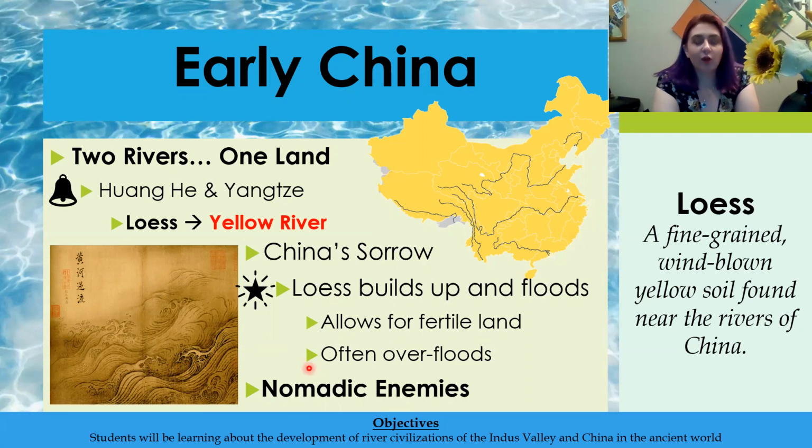China would actually end up falling to nomadic enemies. There were people who lived up here in the highlands or the steppes, and they would come down and attack and try to steal food or animals or people in order to provide for themselves because the land up here wasn't as fertile.